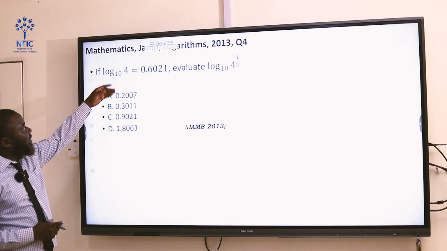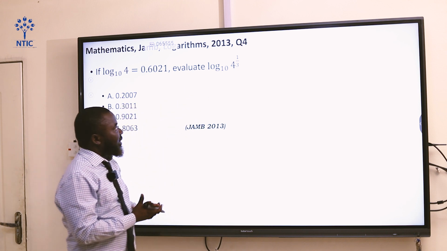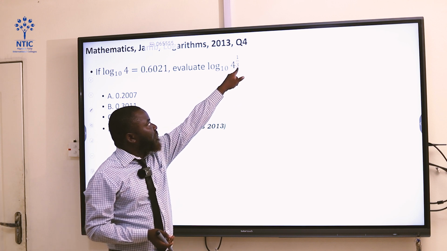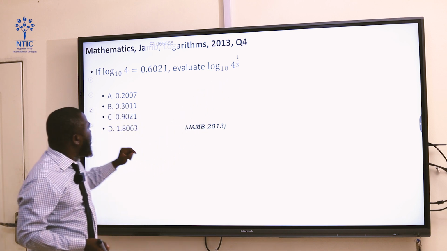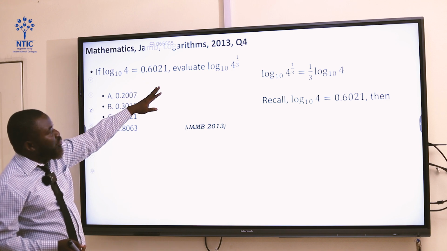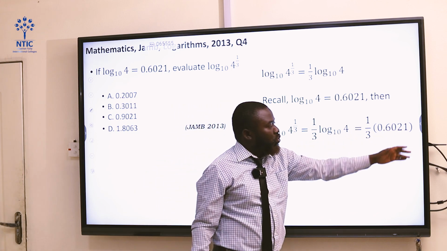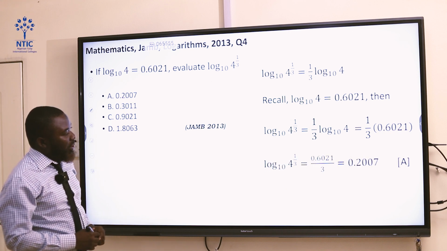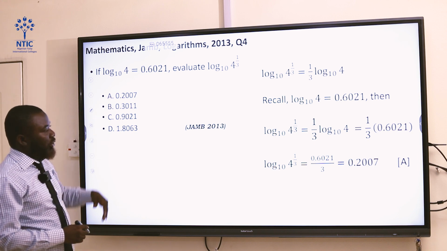Said if log 4 base 10 equals this, evaluate log 4 to the power of 1 over 3 base 10. Now, since we have log 4, all we have to do is use the power law, move 1 over 3, which is the power of 4, and use it to multiply log 4. So, since our log 4 is 0.6021, then we can say 1 over 3 times 0.6021. And when you carry out this multiplication, you are going to have our answer equal to 0.2007, which is option A.